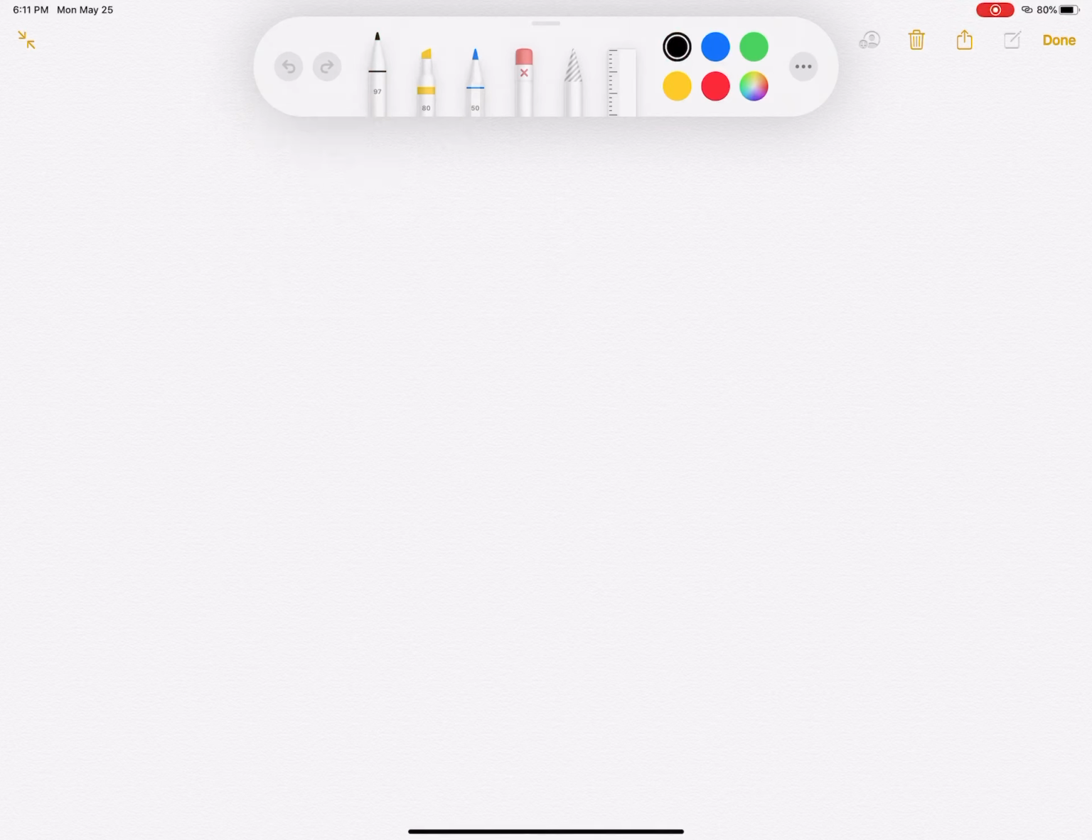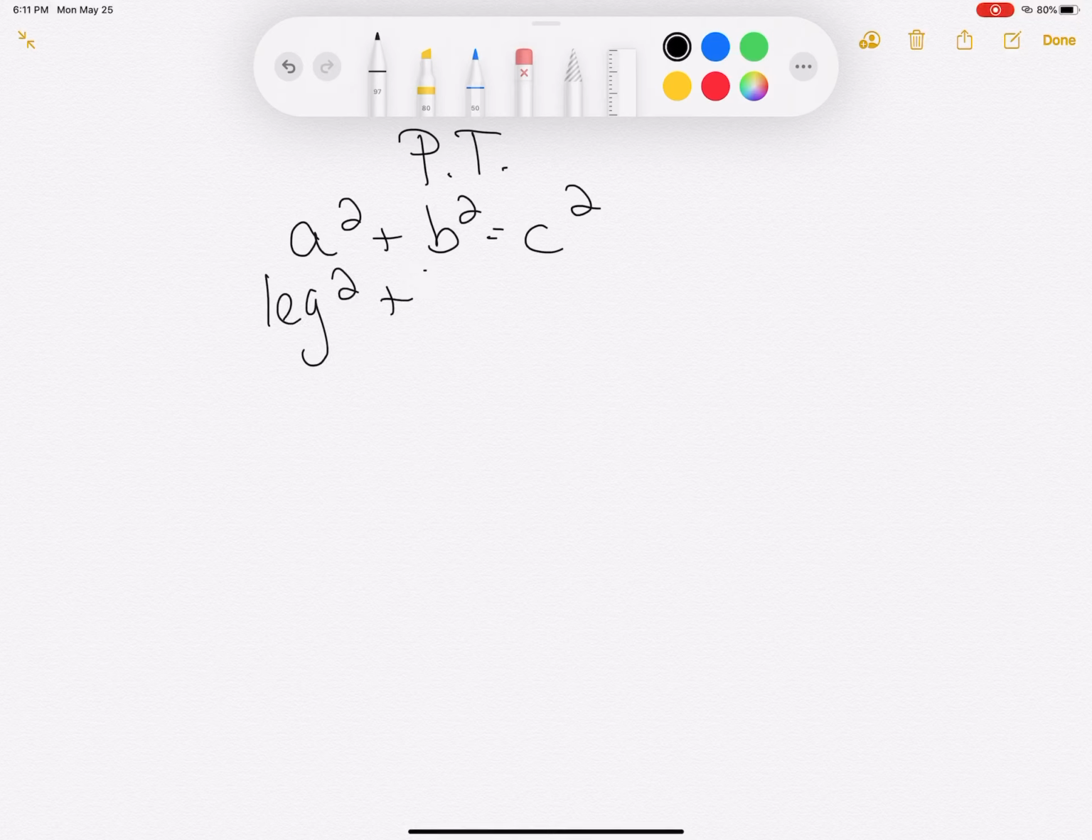Hello, Miss Prisbilla here with a quick video on the Pythagorean theorem and what it means to be a Pythagorean triple. So, the Pythagorean theorem is a squared plus b squared equals c squared, otherwise known as leg squared plus leg squared equals the hypotenuse squared.